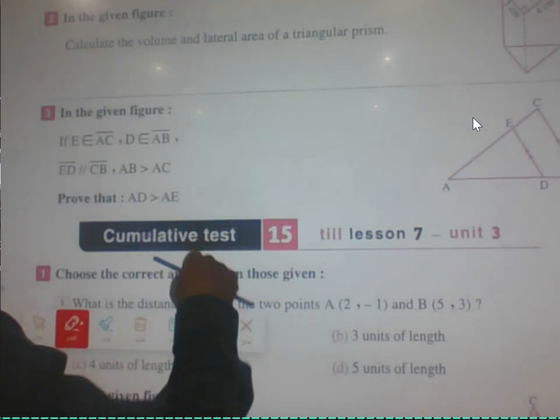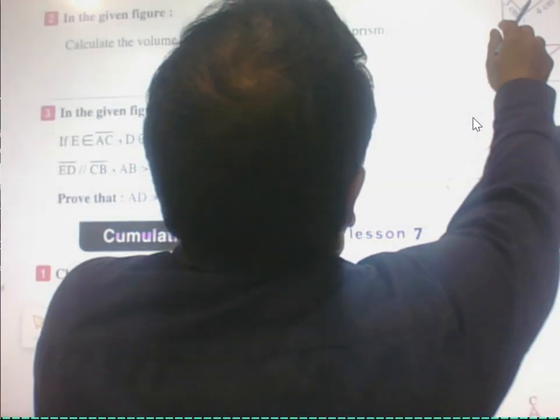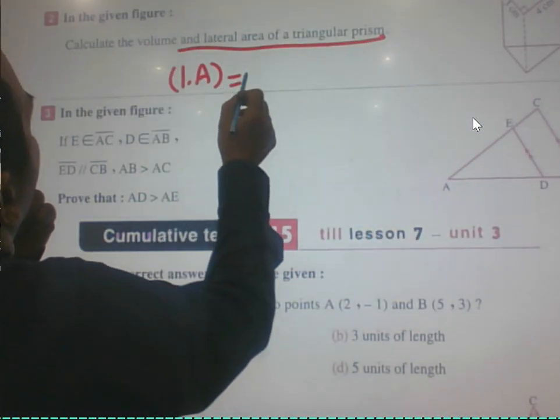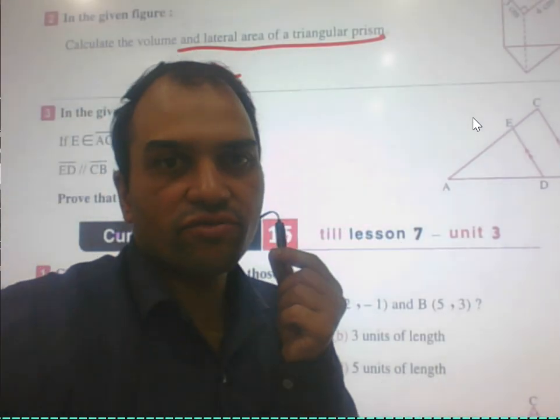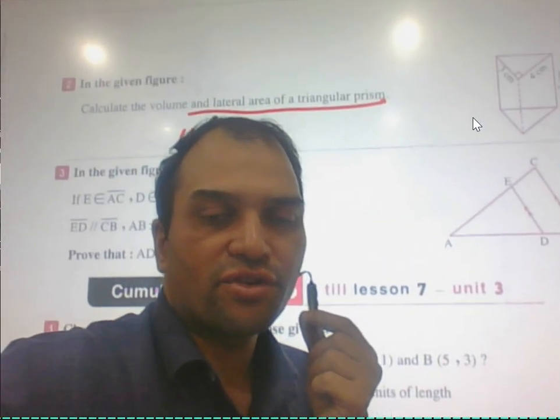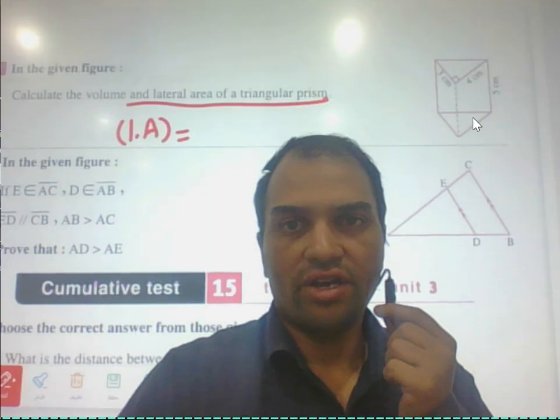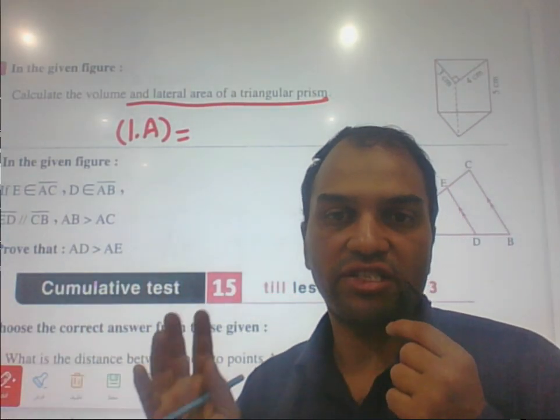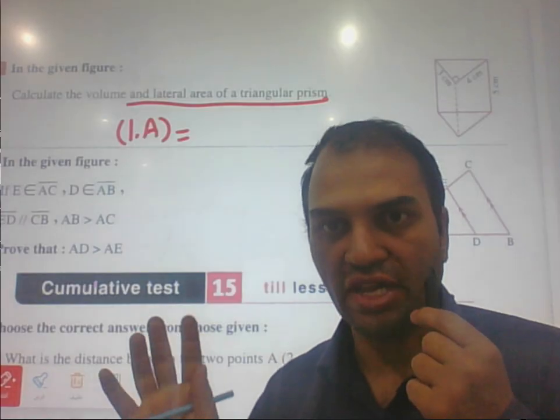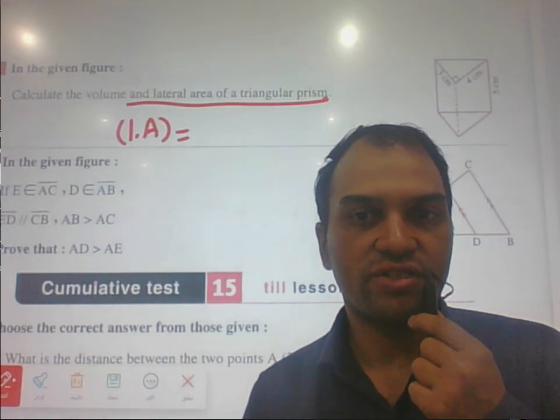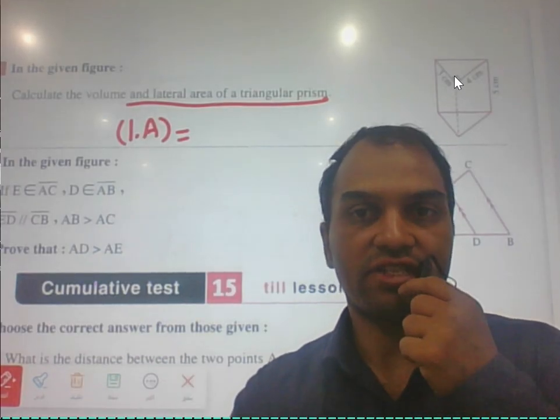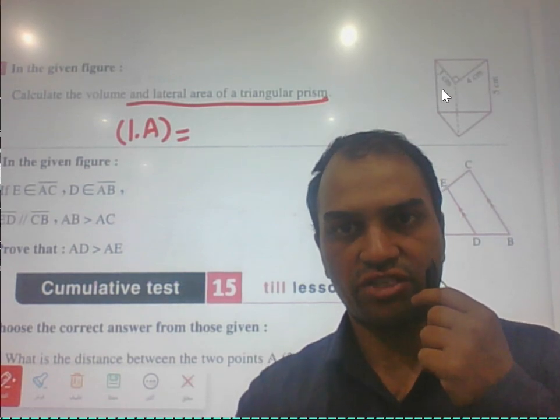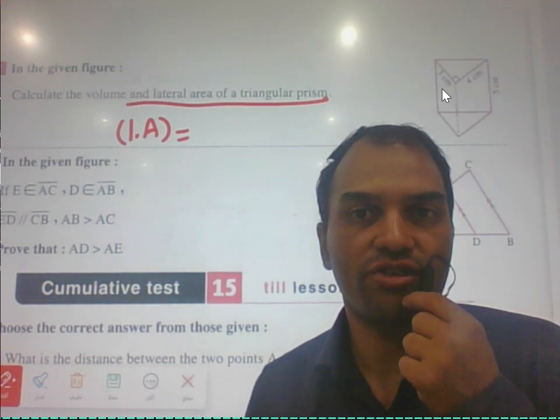Next question down, we have a right prism, a triangular prism. We want to find the lateral area. We know the lateral area equals the circumference of the base times the height. To find the lateral area, you must find the circumference of the base times the height. How can we find the circumference of the base? The base is a right angle triangle. We can find the hypotenuse of the right angle triangle from Pythagoras: 3 power 2 plus 4 power 2, and then find the square root of the answer.